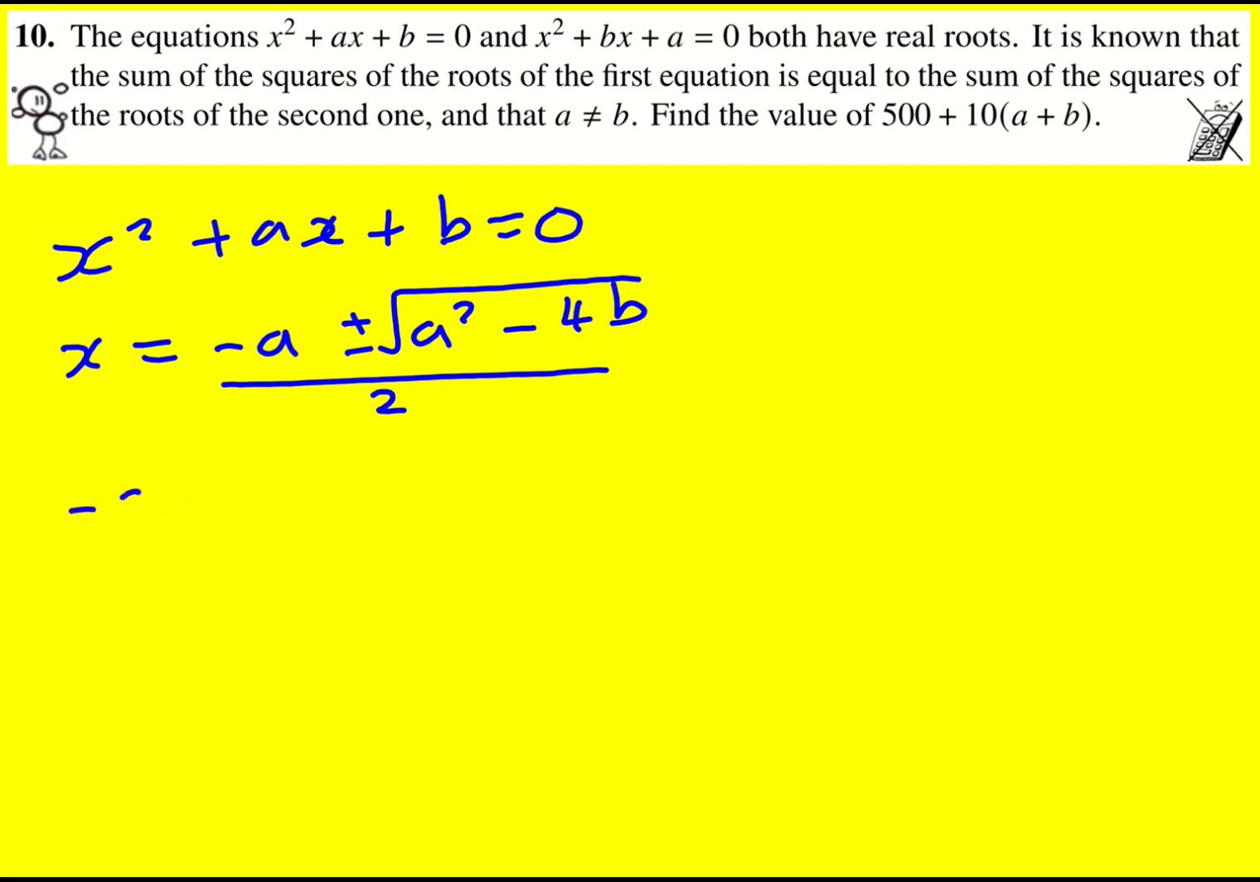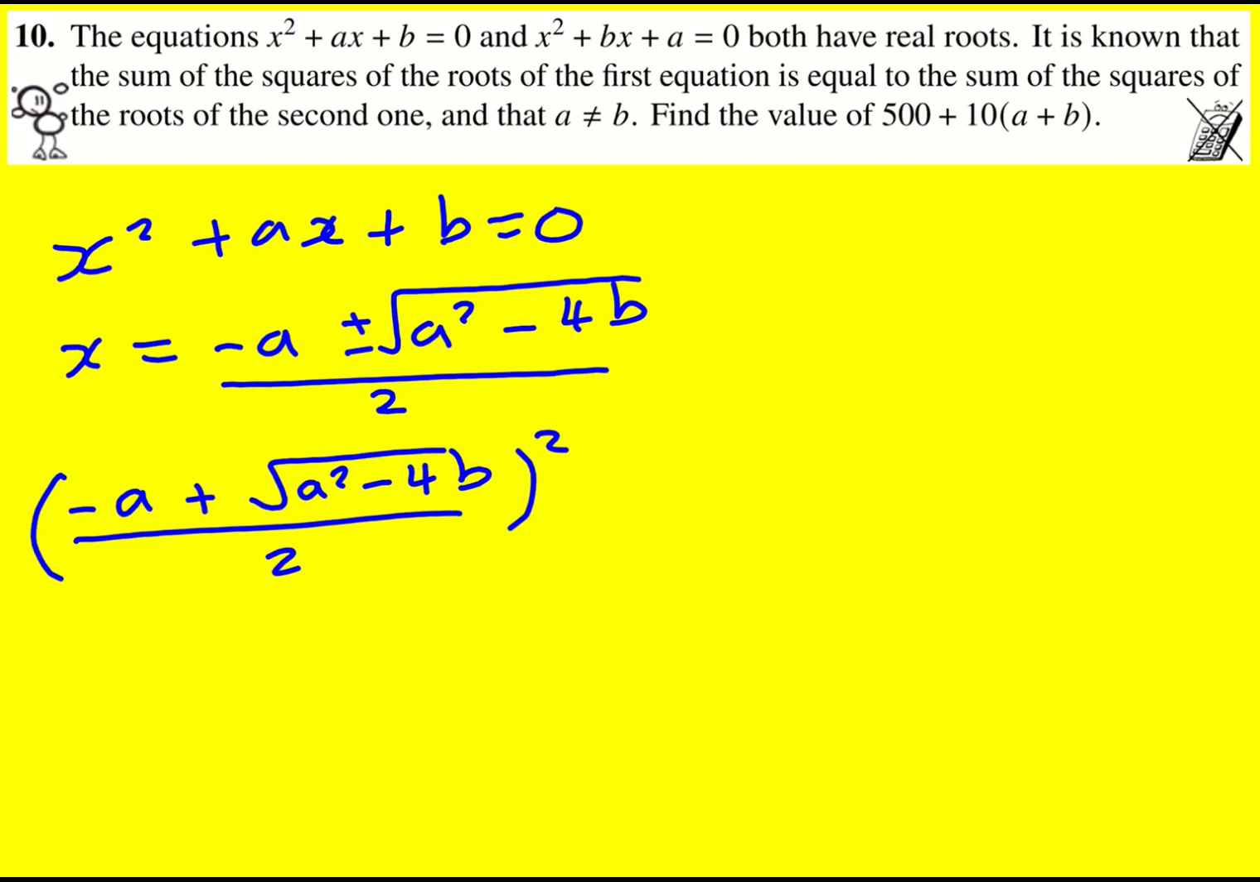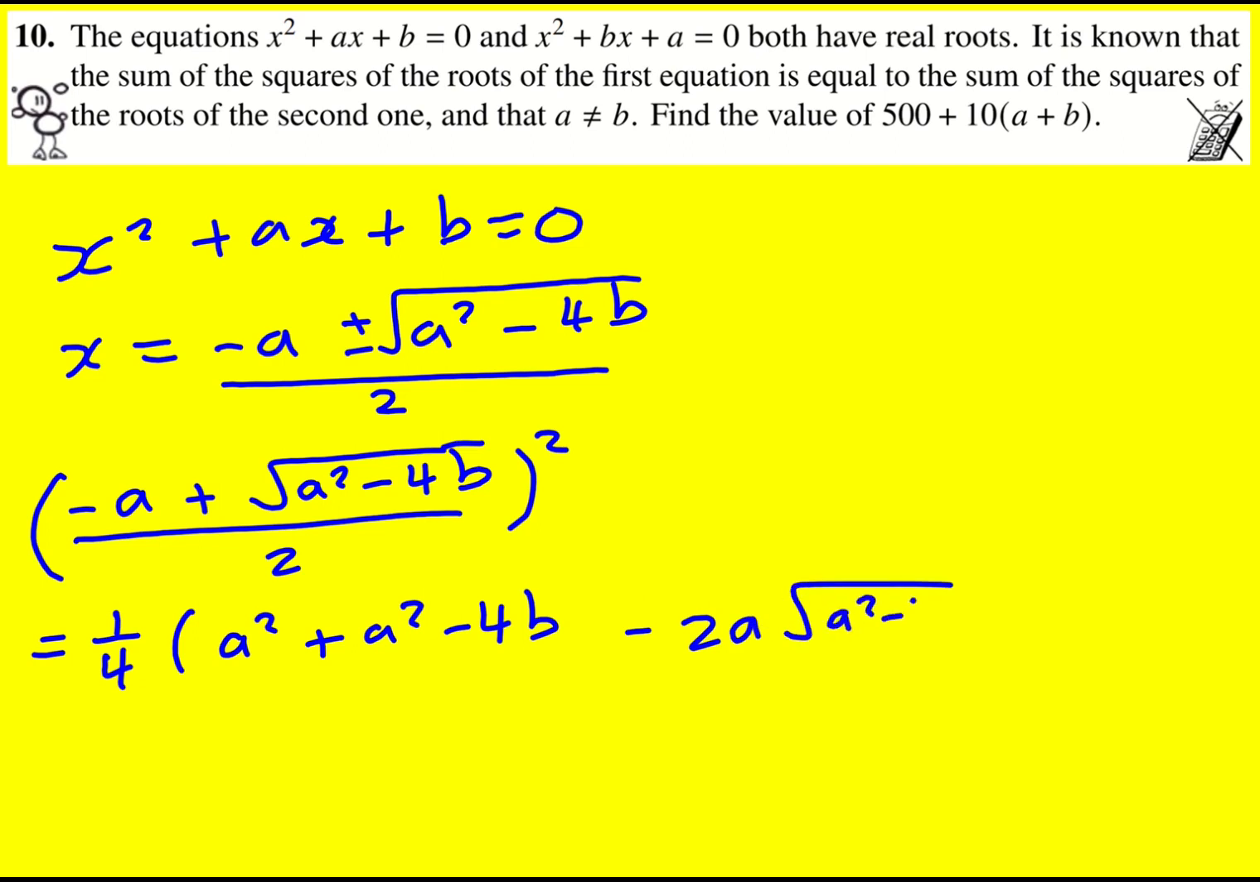And then if I square them, I'm going to get minus a plus root a squared minus 4b over 2, all squared. And that is going to equal, okay, I can divide by 2, bring that out. It's going to be a quarter. a squared. And then when I times this by itself, I'm going to get a squared minus 4b. And then I'm going to get a root, aren't I? It's going to be minus 2 times a times root a squared minus 4b.